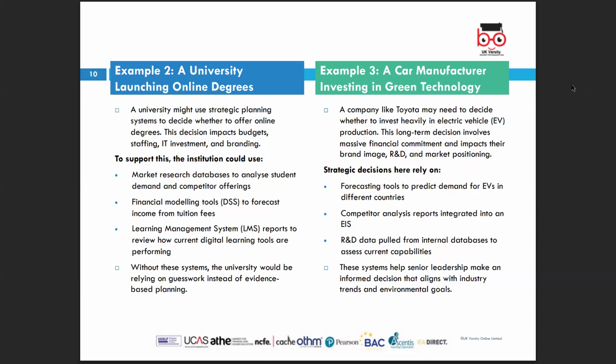What could be the systems they can rely on for this strategic decision? This could be forecasting tools to predict demand for electric vehicles in different countries, competitor analysis reports, and R&D data pulled from international databases to assess current capabilities. These systems can help senior leadership make informed decisions that align with industry trends and environmental goals.